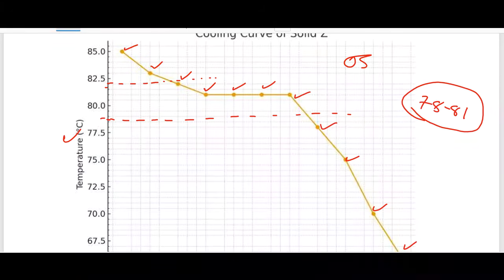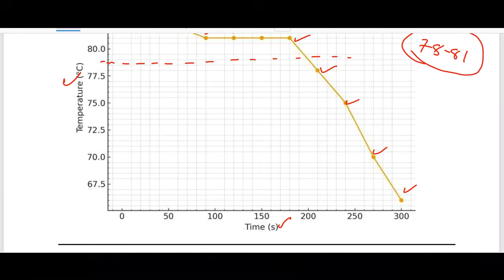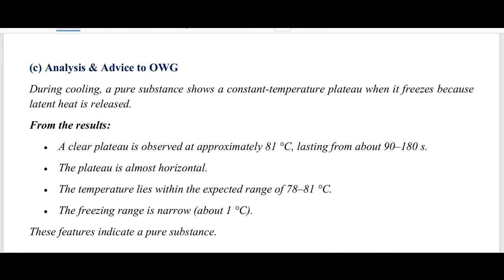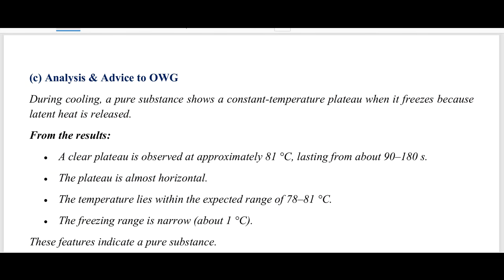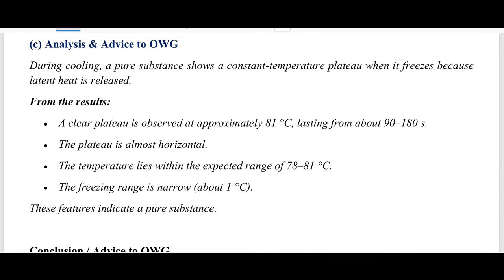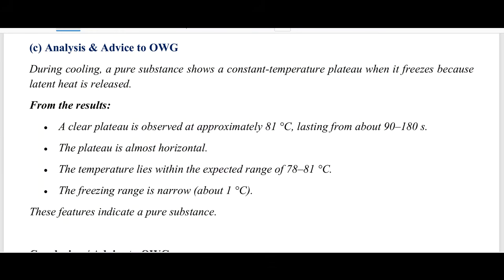So when you do this, you get all your 5 scores, but of course your scale should be consistent and your labels should be clear. Now when you come to analysis and advice to the OWG, we are saying that during cooling, a pure substance shows a constant temperature plateau when it freezes because the latent heat is released. Okay.